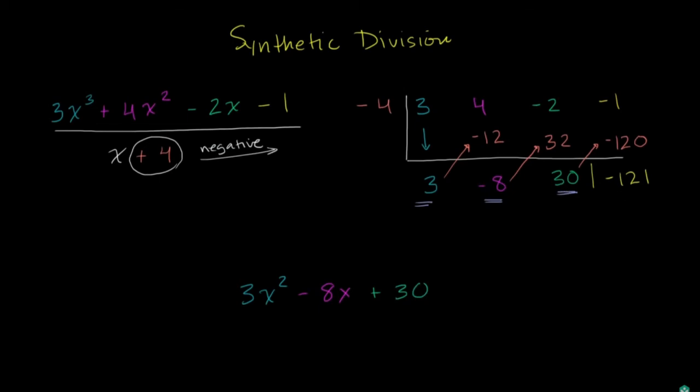So minus 121 over the x plus 4. This didn't divide perfectly, so over the x plus 4. Another way you could have done it, you could have said this is the remainder, so I'm going to have a negative 121 over x plus 4, and it's going to be plus 30 minus 8x plus 3x squared. So hopefully that makes some sense. I'll do another example in the next video, and then we'll think about why this actually works.